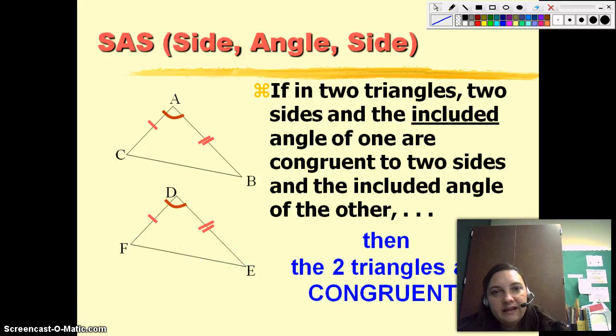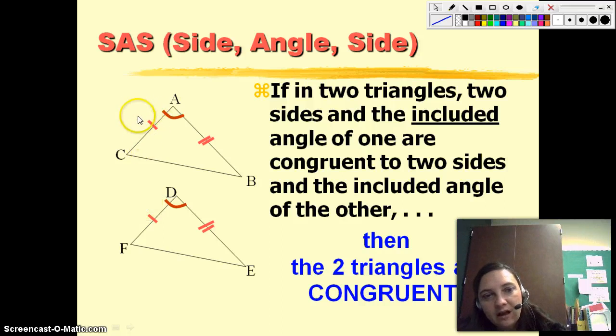Okay, our next one is side, angle, side. If in two triangles, two sides and the included angle of one are congruent to two sides and the included angle of the other, then the two triangles are congruent. So again, we have side, angle, side.